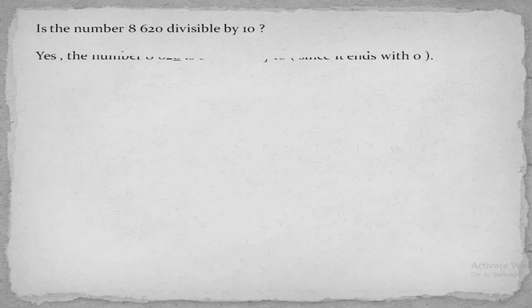Further examples or applications: is the number 8620 divisible by 10? In this number, the ones digit is 0, so this number will be divisible by 10. Yes, the number 8620 is divisible by 10 since it ends with 0.